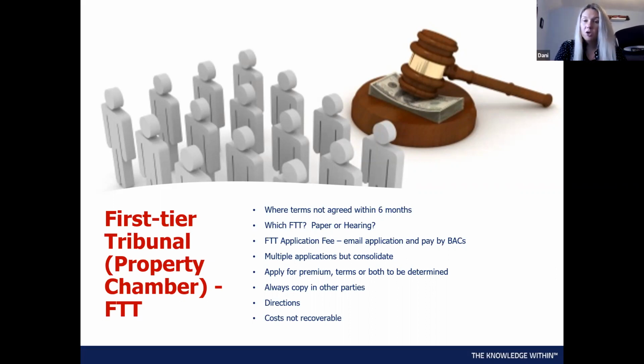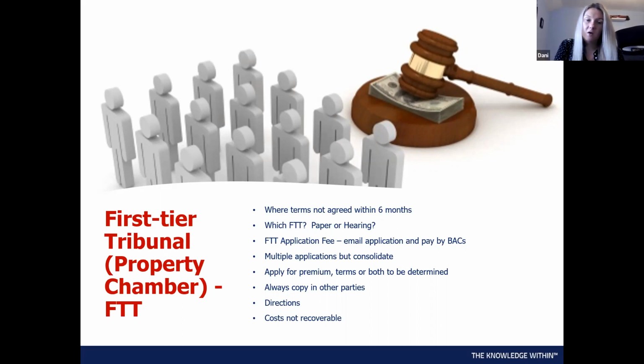So once you've made your application and paid your application fee, the tribunal will then issue directions. Those directions will probably include when witness evidence needs to be filed and served by, and when any expert evidence needs to be filed and served by. If you've asked for a determination about the premium, it will probably ask the valuers to exchange their valuations, to negotiate, and by a certain date to confirm the issues that remain in dispute between them. And if you've asked for a hearing, it will obviously also include a hearing date or a hearing window.